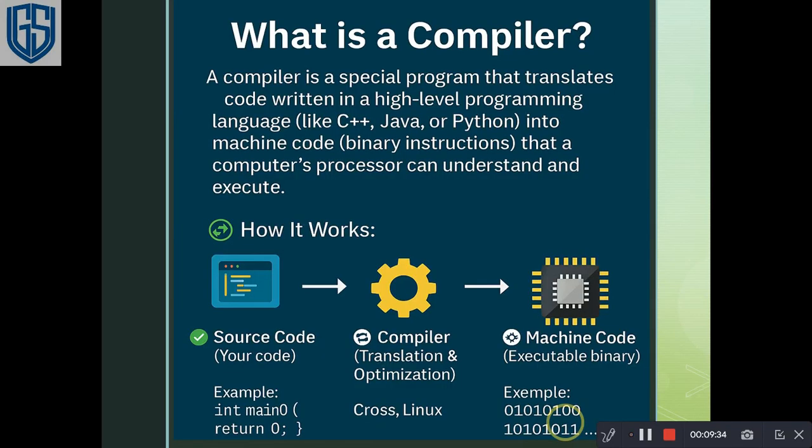And then coming to the compiler. A compiler is a special program that translates code written in a high-level programming language. You can take any language, C++, Java, or Python, and that high-level language we can convert into machine code, which is binary instructions that can be understood by machines, computer processors, and then executed easily. So we pass a source code, the compiler compiles it and produces the executable binary so that machines can execute that code.